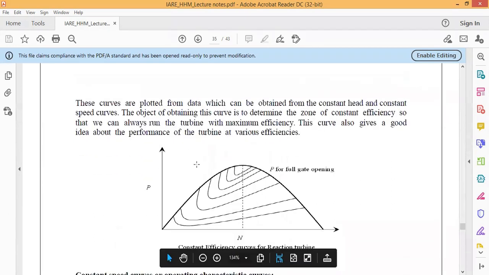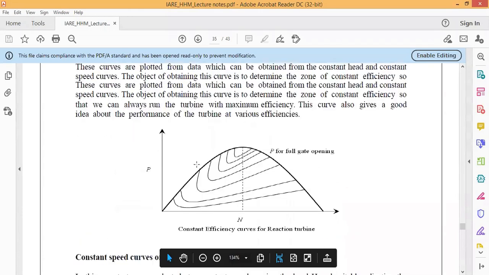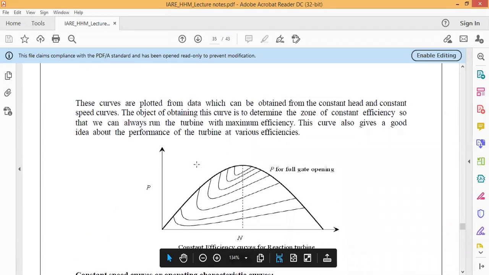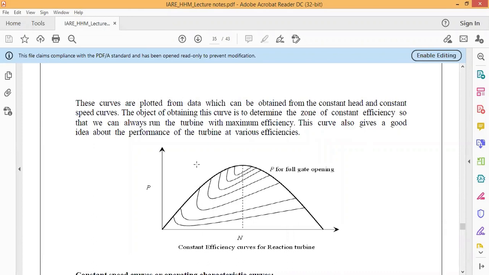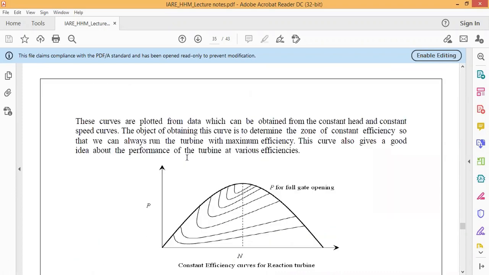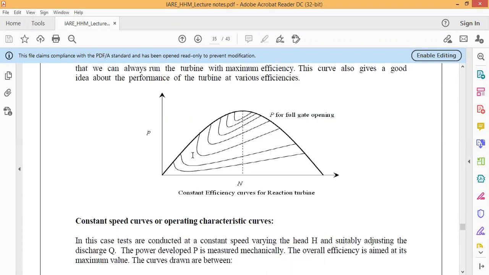Since we can experience head variations due to the lack of water or excess of water in several seasons, in the rainy season there is plenty of water. In the dry season, we have a lack of water. The level of the river decreases, and depending upon that, we have some head. So we have to maintain the efficiency, which we can control by means of appropriate turbines and design.